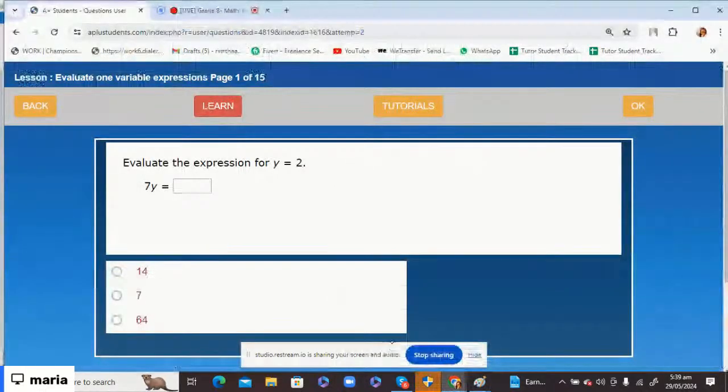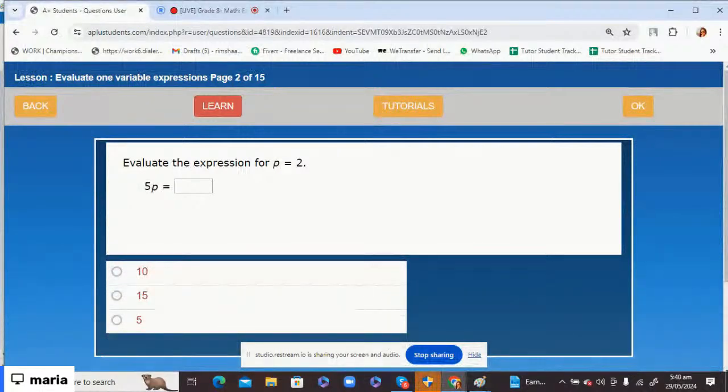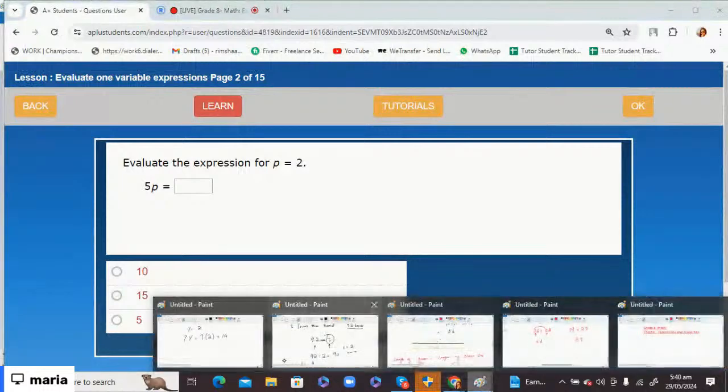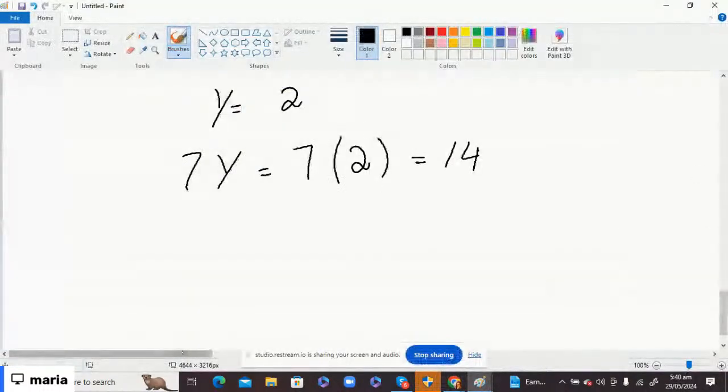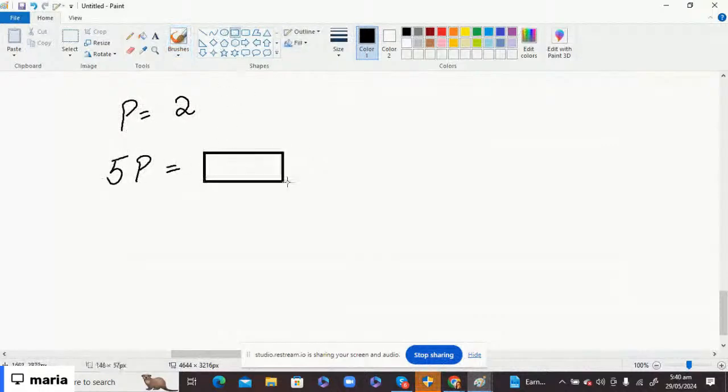Is there any option for 14? Yes, the first one. Let's move with it. Evaluate the expression for p is equal to 2 and 5p. It's the same thing. You guys solve it and then tell me. P is equal to 2 and here is 5p. What's the answer?